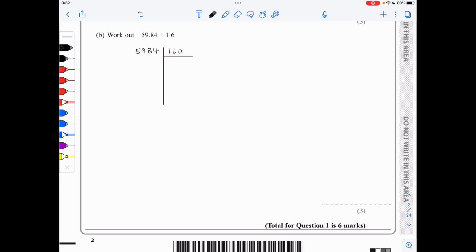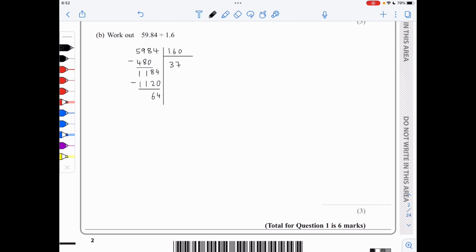598 goes 3 times, and 3 times 160 is 480. So if I deduct, it's 8, 1, 1, and a 4 here. Now 160 into 1,184 will go 7 times. 7 times 0 is 0. 7 times 6 is 42, we keep 4. 7 times 1 is 7, and 4 it's 11. So we deduct, we get a remainder of 64.